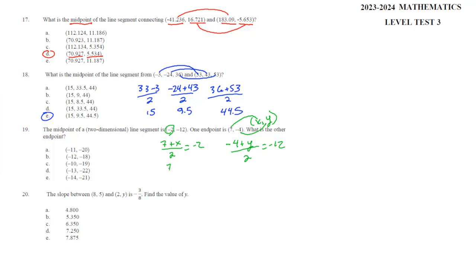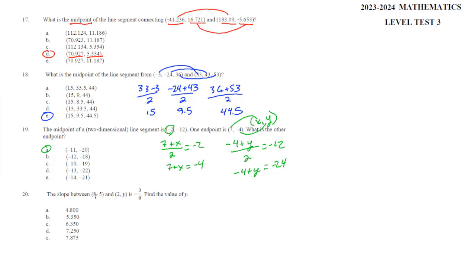So 7 plus x equals negative 4, so x has to be negative 11. Looks like we're going to be right there. And then negative 4 plus y equals negative 24. And then add 4, and y equals negative 20. Number 19 is A. Good.